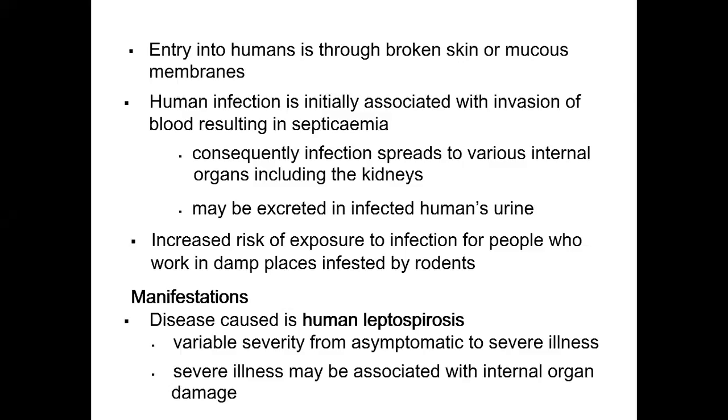So the manifestations of that infection, the illness, is referred to as human leptospirosis, and it is an illness of variable manifestations. Some people get exposed and they remain asymptomatic. Some people develop mild illnesses, some moderate, and some very severe illness. And where this is severe illness, because the organism is within the body, it can infect a specific organ and cause damage to that organ. So the manifestations would involve the functions of that particular organ being deranged.